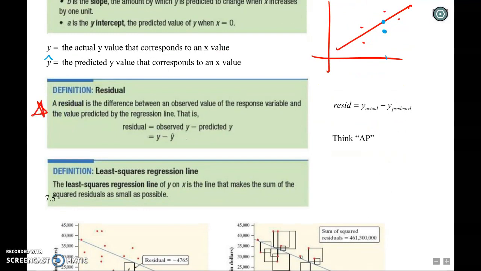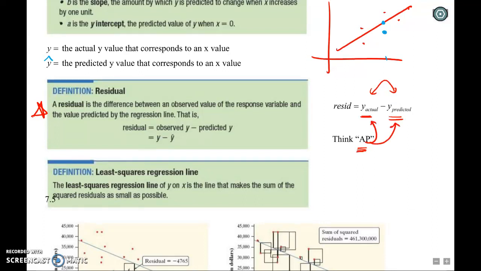Residuals. This is probably new for most of us. A residual is the difference between an observed value and the predicted value. I like calling it not observed, but y actual minus y predicted. A lot of kids mix up the order of these. Just think about AP. This is an AP stat class, so it's A first, P second, actual minus predicted.